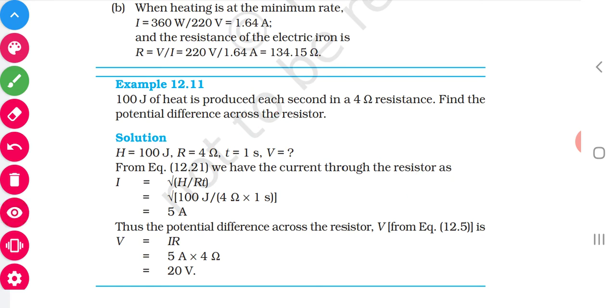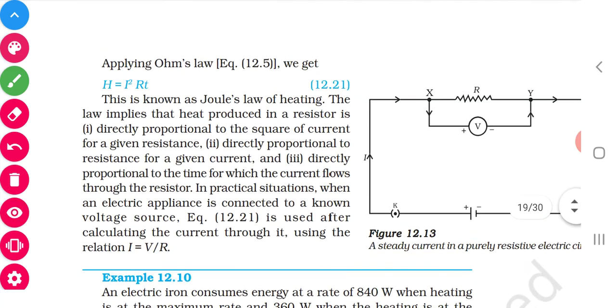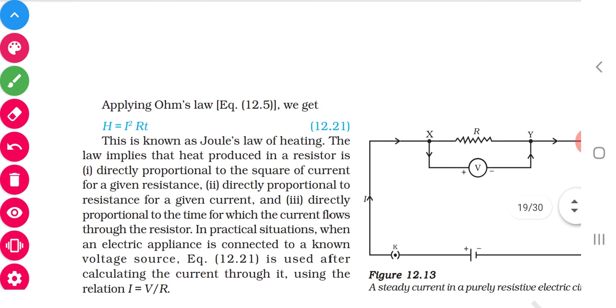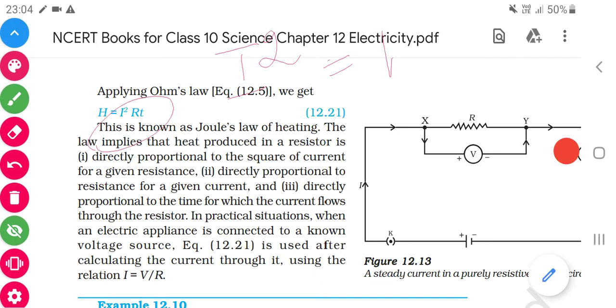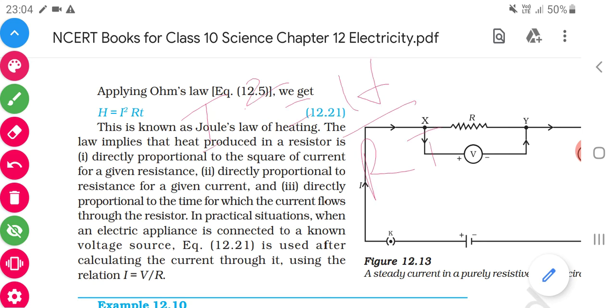Then we have to use this formula, the heat generated, H is equal to I square RT. Here we need I only. So we can take I square to one side. H divided by RT will come, so I square is equal to H divided by RT. So now we want I.